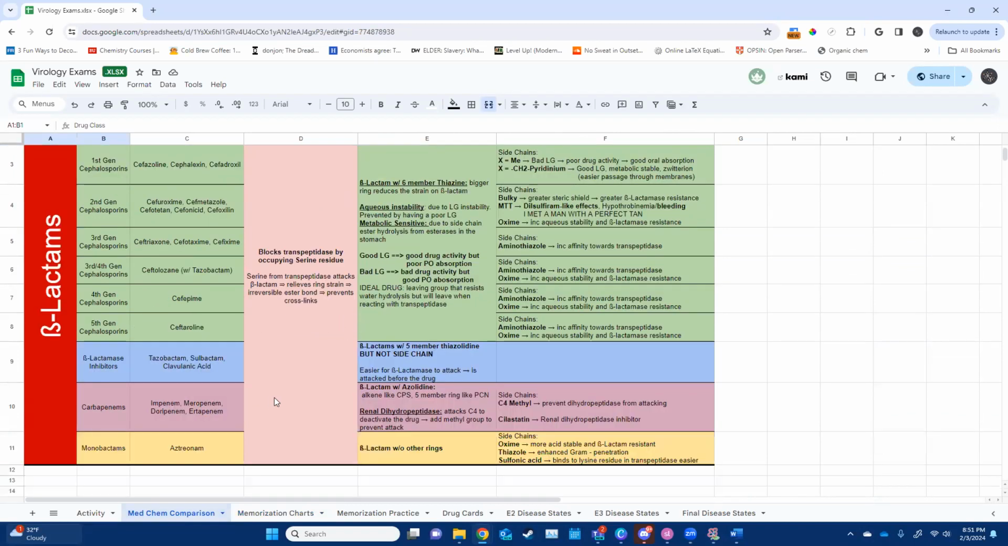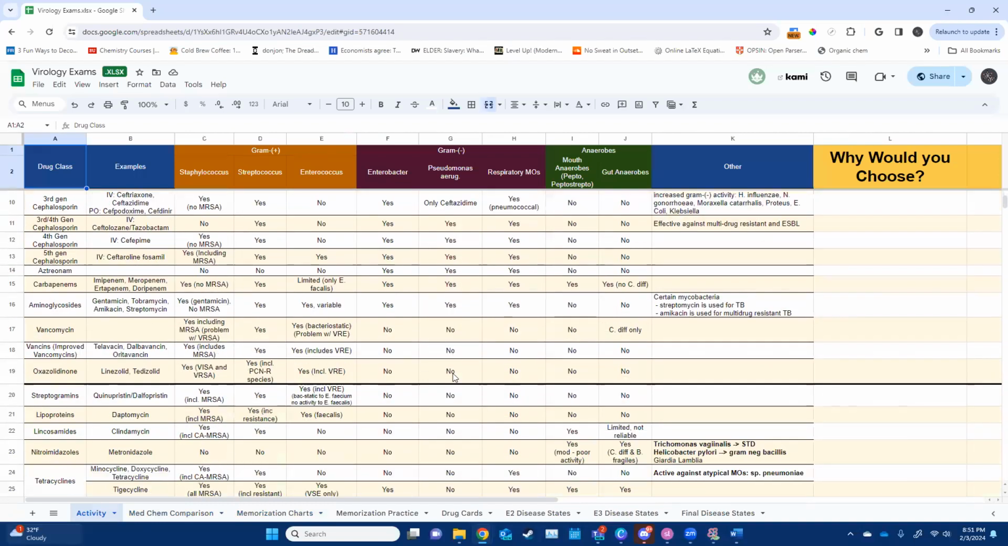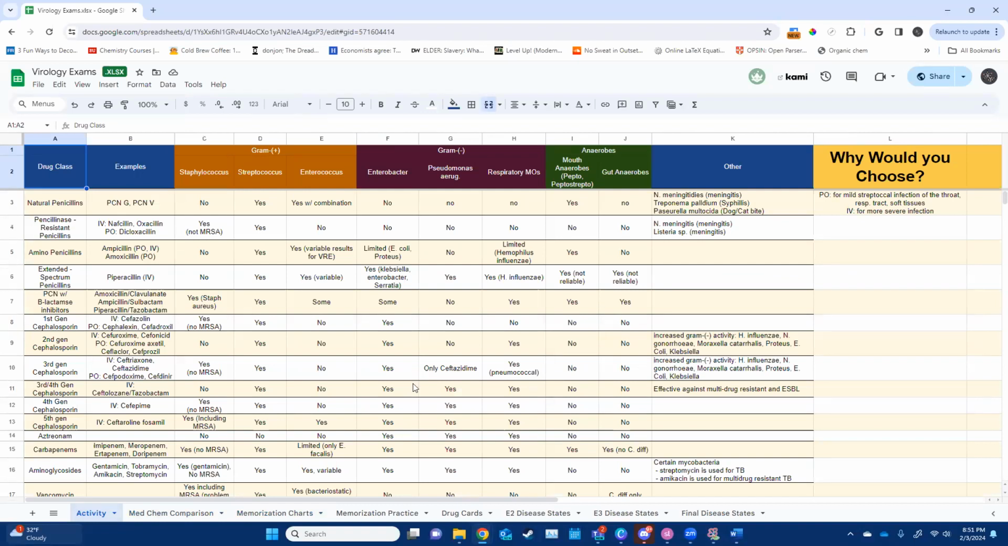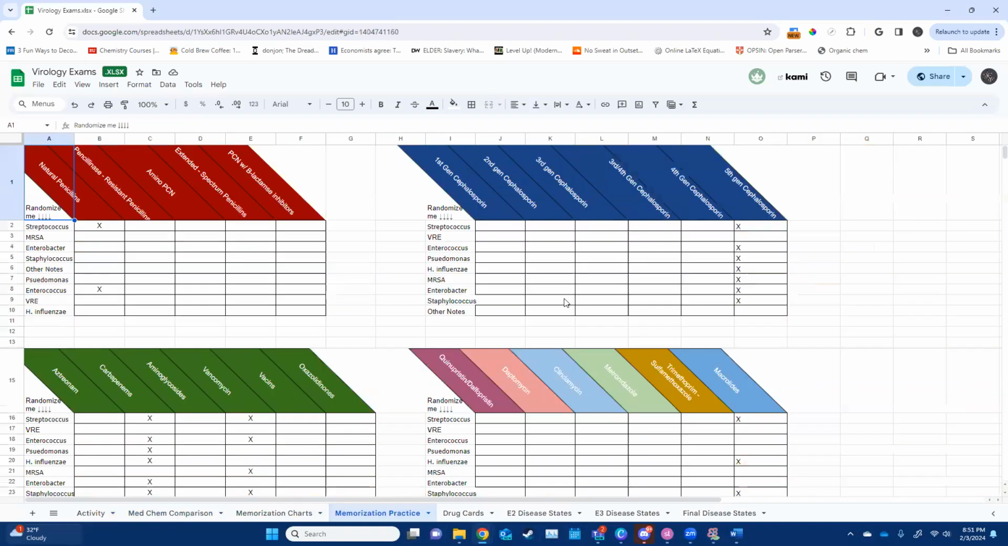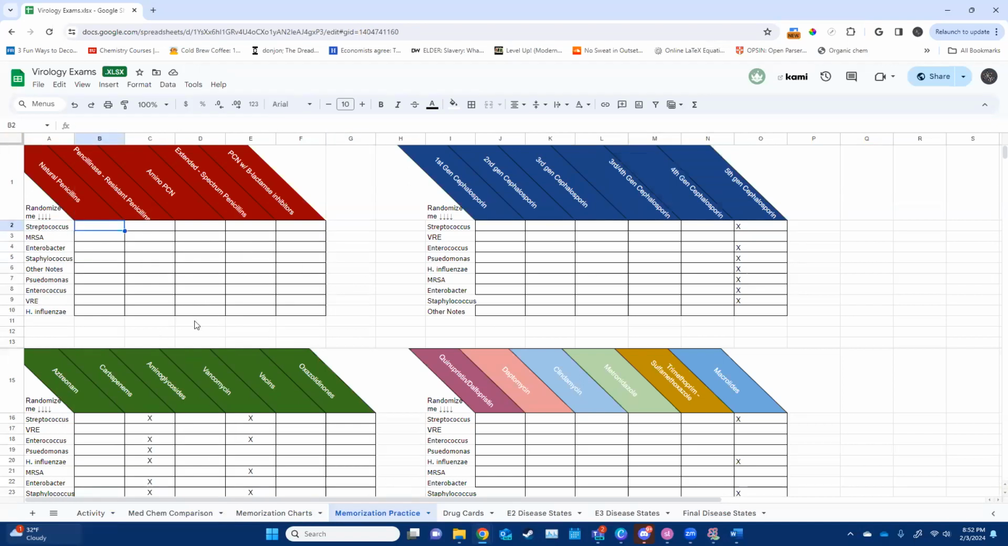I'll record for the medchem portion. It's really not that bad. I was taking a look at it. But the big thing is to know the spectrum of the different drugs. On this page, you have the different spectrums here that come from the memorization charts. So you can randomize this order, and then you can practice and say, okay, natural penicillins, that's streptococcus and enterococcus with combo, that sort of thing.